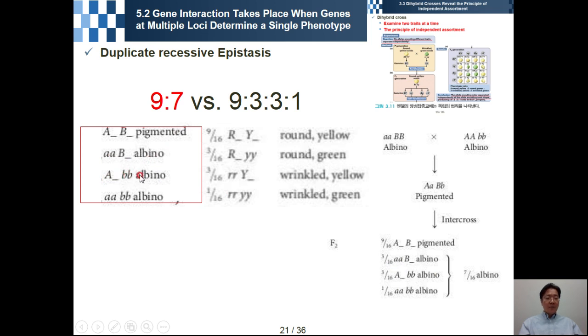Albino means that they don't have any color. And small aa, small bb is also albino. So 3 plus 3 plus 1 is 7. So 9 to 7: 9 are pigmented, 7 will be albino. So this is the duplicate recessive epistasis.